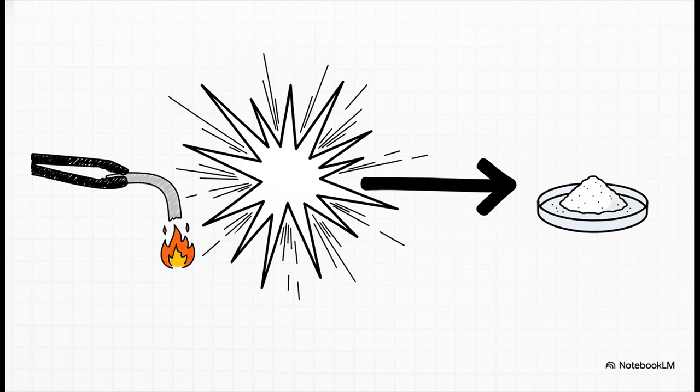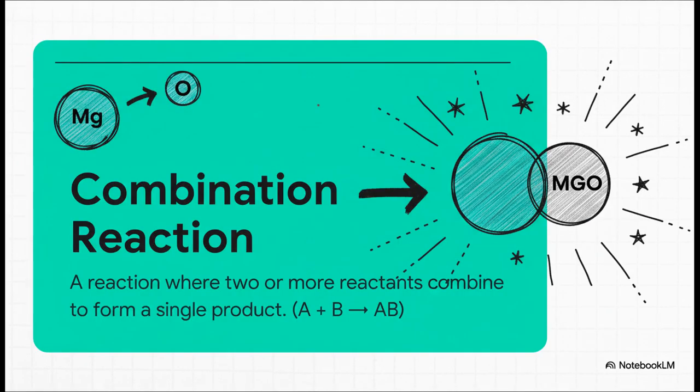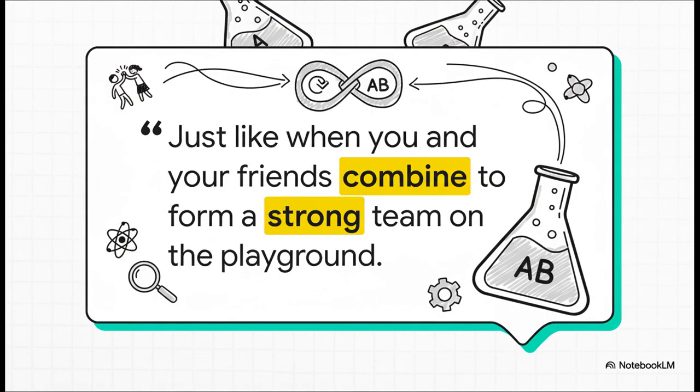So what do we call this? Well, that was a combination reaction. The magnesium literally combined with oxygen from the air to create something totally new, magnesium oxide. So in short, two different things came together to become one single thing. And Dr. Shubham has a great way of thinking about this. Just imagine individual players, A and B, and they join forces to create one strong team, AB. It's a really simple and memorable way to get the concept.